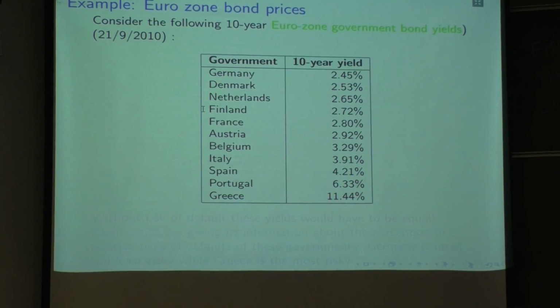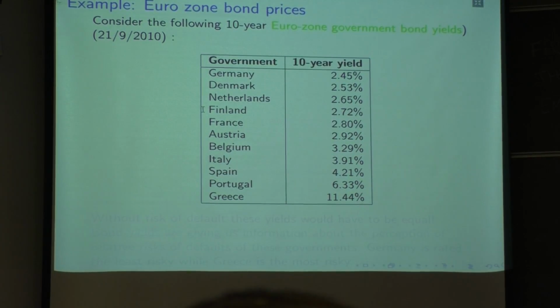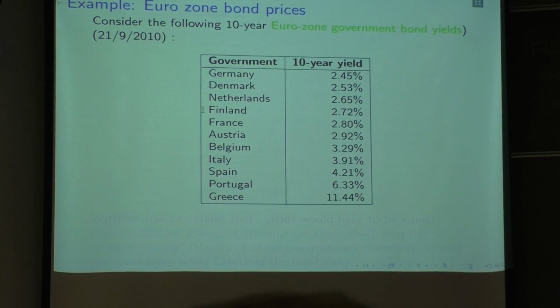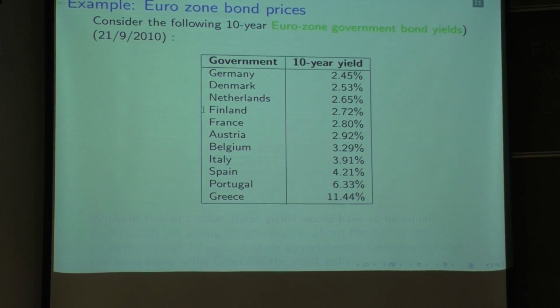What currency do people in Germany use? The euro. And what currency do people in Denmark use? The euro. These are all euro countries, right? So if all these counterparties, if all these governments were indistinguishable, if they were all risk-free, when you lend money to Germany, you would be getting the same interest rate as you would be getting from Greece, right?